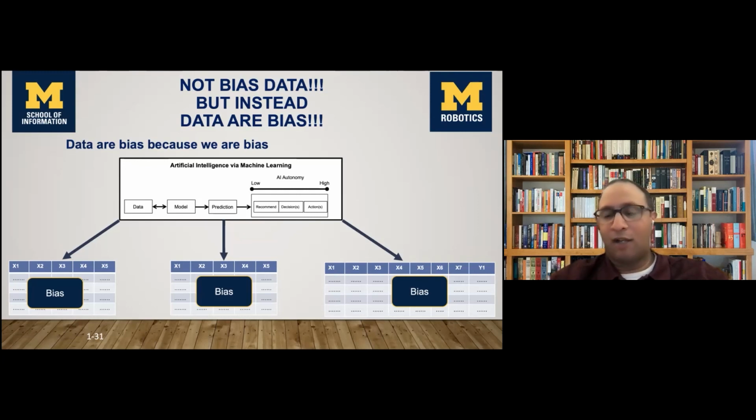But basically, to what degree these AI systems reflect society and are drawing data from society, and society is biased, these AI systems are going to be biased. There's no way to avoid that.